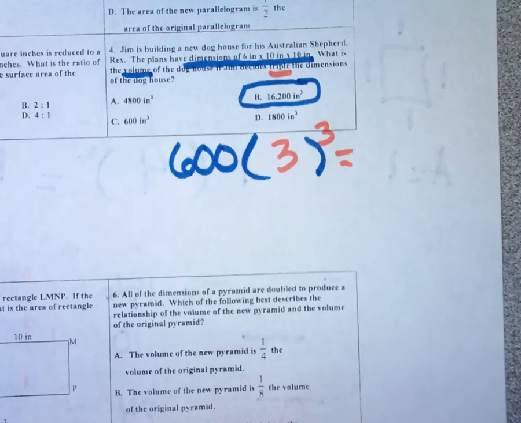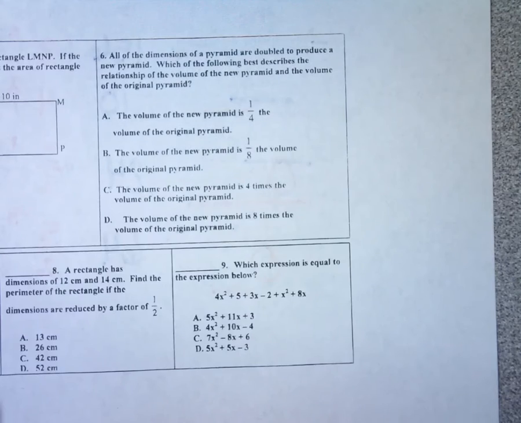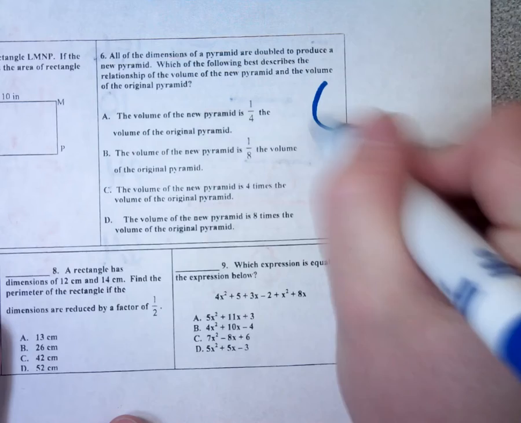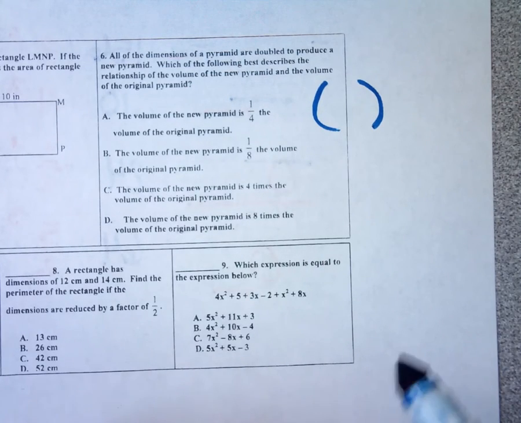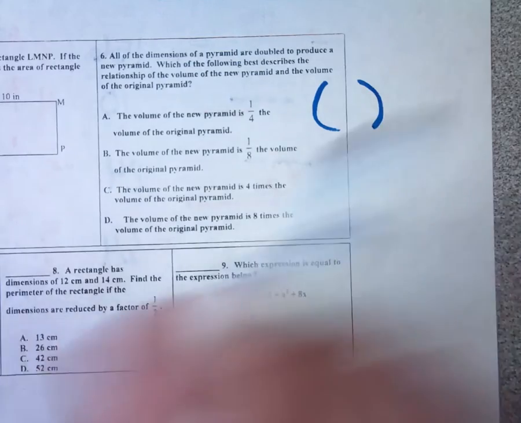Okay, let's hop down to number 6. Number 6 says, all of the dimensions of a pyramid are doubled to produce a new pyramid. Which of the following best describes the relationship of the volume of the new pyramid and the volume of the original pyramid? Okay, so we don't know what the original measurement is. But we do know the change. What's the change in the dimension? They're wanting to double it.